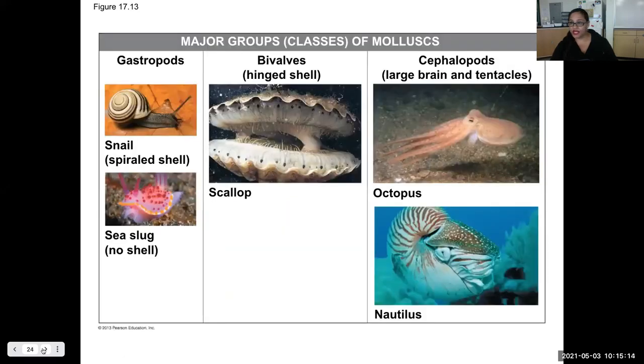So major groups or classes. The phylum is Mollusca. The classes are either gastropods, snails, or sea slugs. They're both gastropods. One of them has a shell, one does not. Bivalves are another class. Those are your clams and scallops and mussels. And then cephalopods have a large brain and tentacles: octopus, nautilus, squids. Those are cephalopods. Those are all different classes of mollusks.